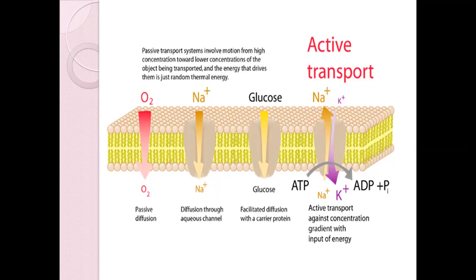Why do we say lower? Because an adequate amount of potassium will always be on the outside. So if the potassium level inside the cell is less, it is moving from the lower to the higher concentration. This is how it is done, and similarly for the sodium also. So this is your active transport. Are you clear with this?